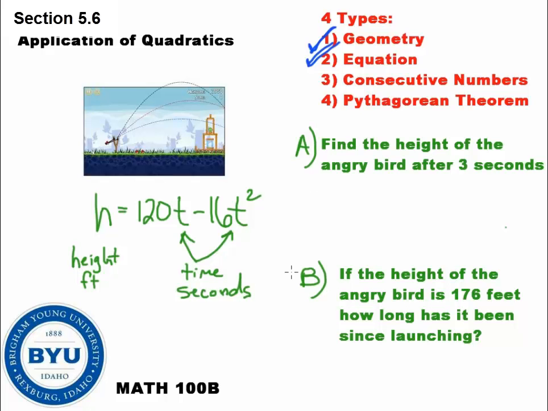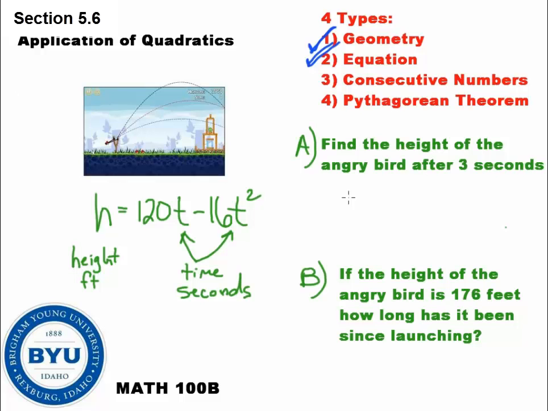So what we'd like you to do is answer these two questions. I just did one just like this with the games. We're going to give you a slightly different equation. See if you can do it. So part A says, find the height of the angry bird after 3 seconds. So after 3 seconds of being launched, what is the height of the angry bird? Question B then asks, if the height of the angry bird is 176 feet, how long has it been in the air since the launch? Go ahead and pause your video and give these a try. See if you can answer these angry bird questions.